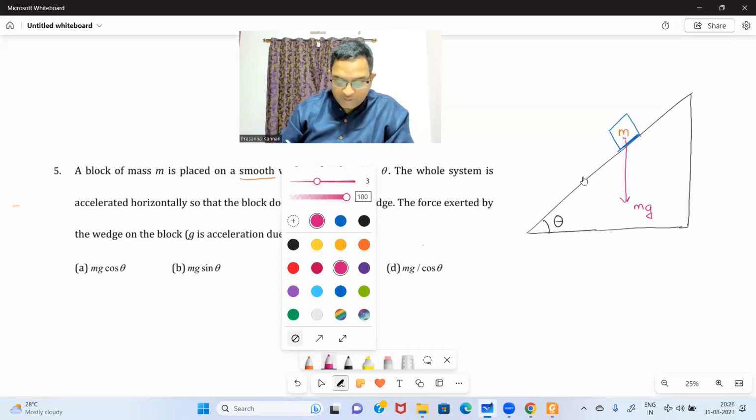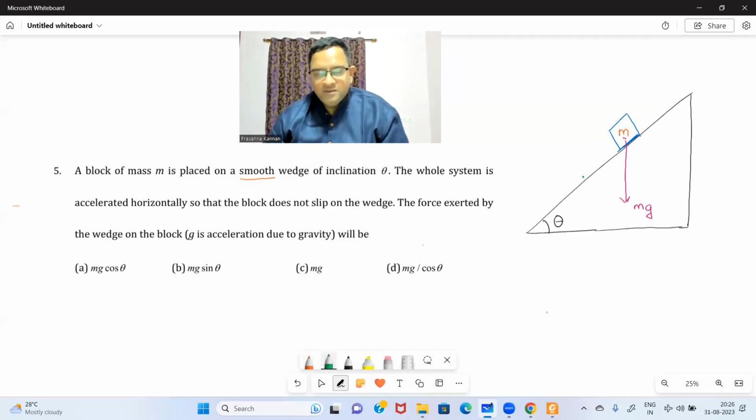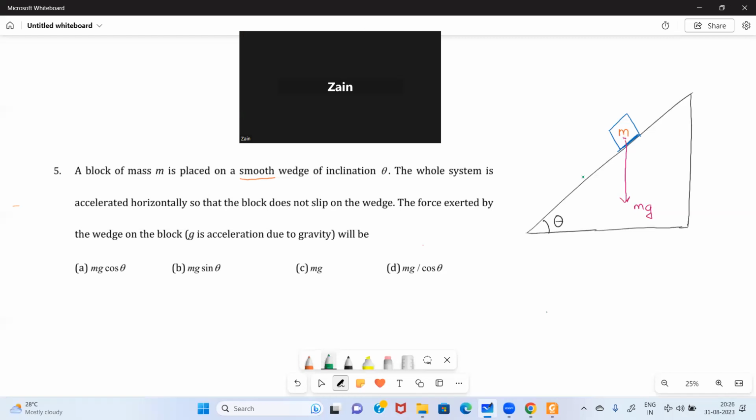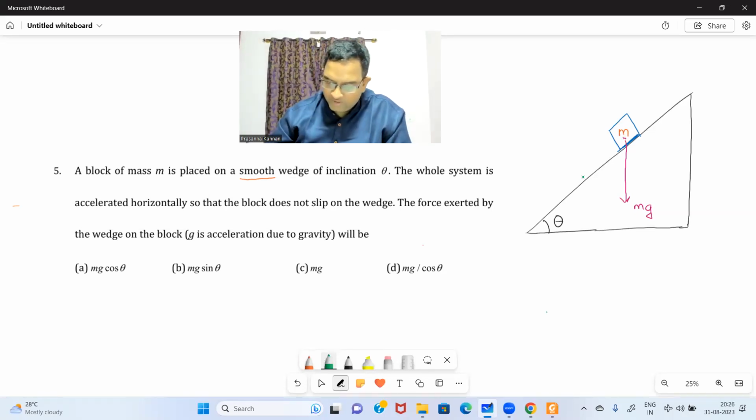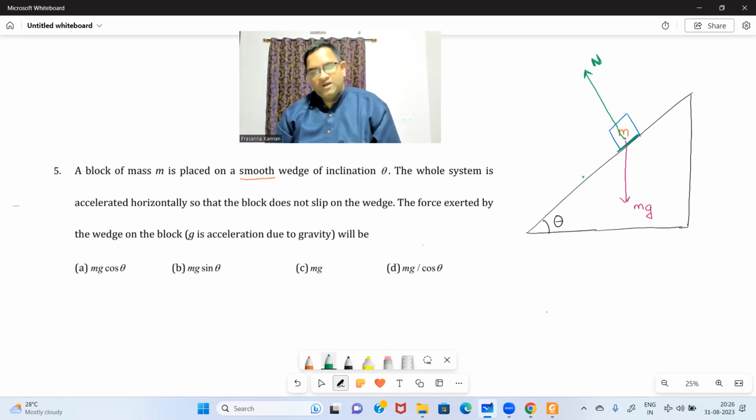Normal force will be in which direction? Perpendicular to the mass, sir. Perpendicular to the surface of contact. So here this is the surface, correct? So normal force will be perpendicular to this surface. Very good. Okay. Now, I can resolve mg into two components, correct?